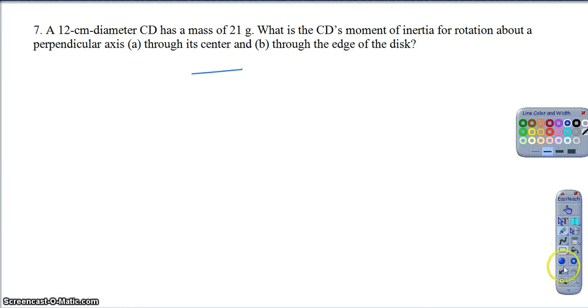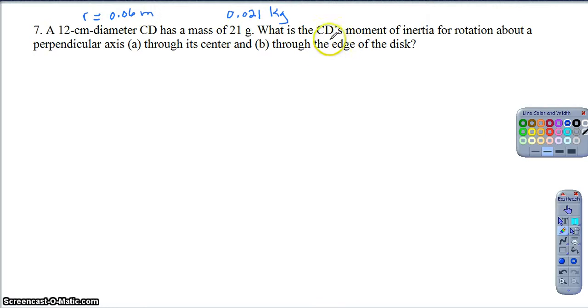Okay, so question 7 is very similar to question 6. The first thing I am going to do here is make a note of some of my dimensions. So I know the radius is 6 centimeters, so 0.06 meters, and then the mass of the disc is 21 grams, which would be 0.021 kilograms. So making a note of a few of those conversions before I even get started.